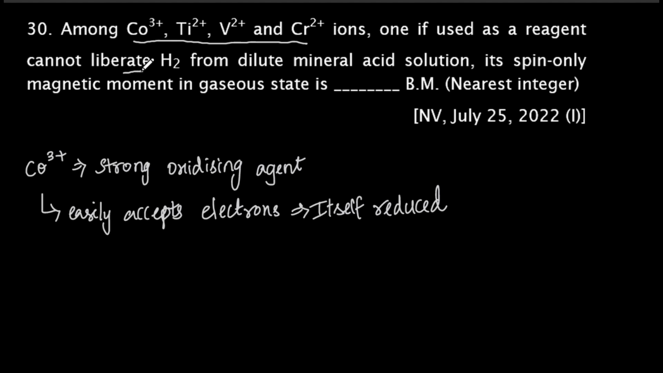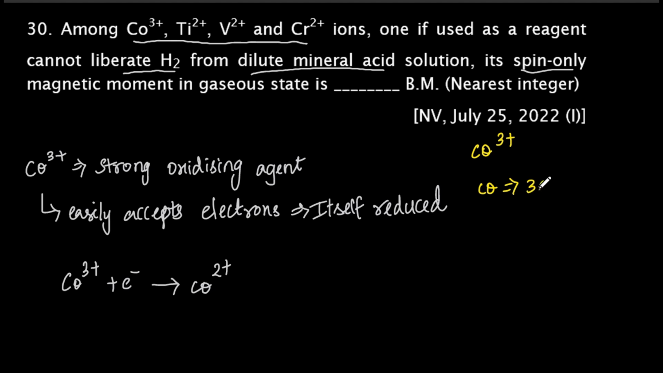To liberate H2 from dilute mineral acid, the species should act as a strong reducing agent, but out of the given species, Co3 plus is a strong oxidizing agent and easily accepts electron. So this Co3 plus easily accepts one electron and is converted to Co2 plus. So this Co3 plus cannot liberate H2 from dilute mineral acid. Now they are asking us to find the spin only magnetic moment in its gaseous state. So the species is Co3 plus.